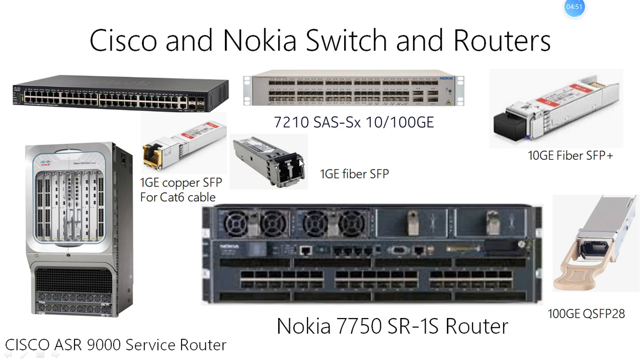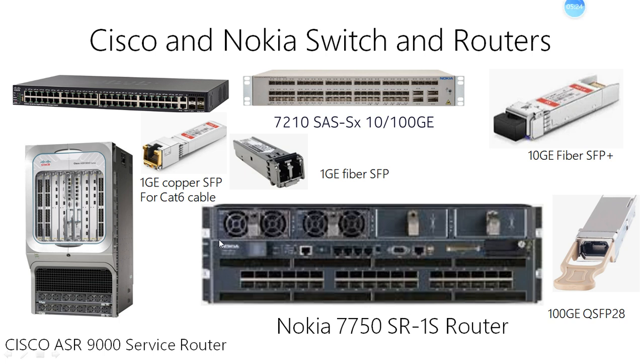Okay. These slides will show the actual routers and switches, and also the SFPs that are used to connect to the switch or router, and for the fiber or Ethernet cable to connect to the SFP. Look at this switch, it is from Cisco, and this switch is from Nokia, and this router is ASR 9K, from Cisco, and this router is 7750 SR1S from Nokia.